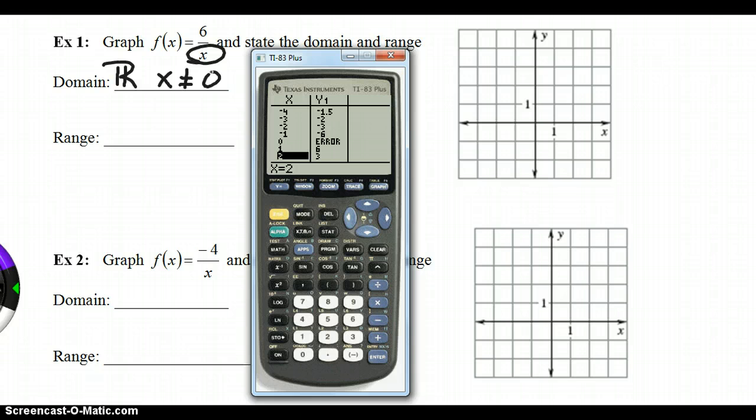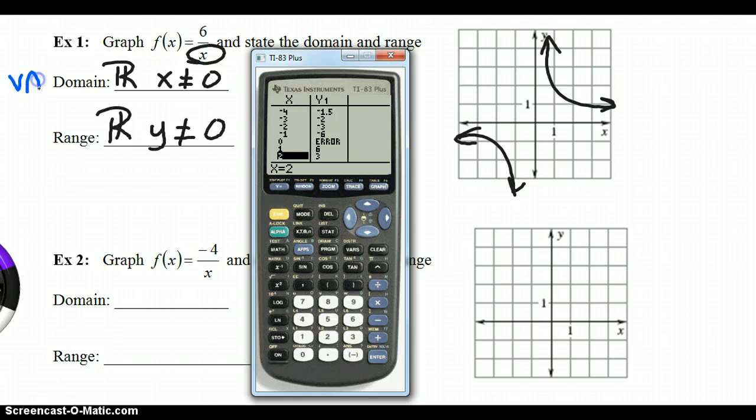Our graph goes down forever and up forever. So again, that kind of looks like all reals, but y, no matter what we plug in, y cannot equal 0. Okay. So make a note, these will be your vertical asymptotes, and these will be your horizontal asymptotes.